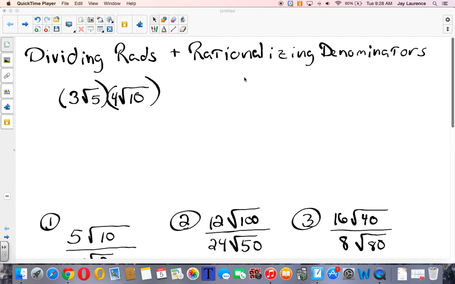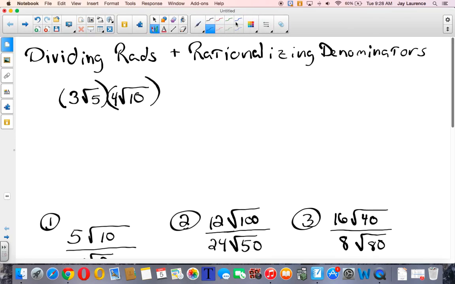Anyway, we're going to talk about dividing rads and rationalizing denominators. You saw that in class on Tuesday on that one kind of trick problem I put up there. Okay, don't feel bad about it. I know most of you didn't know it, so it's okay. Just trying to push you a little bit.